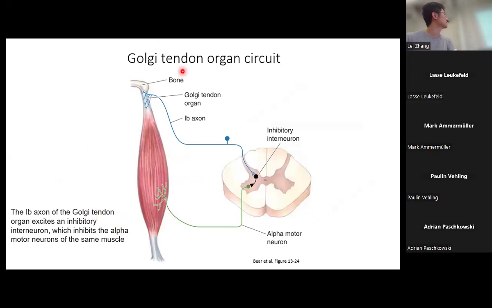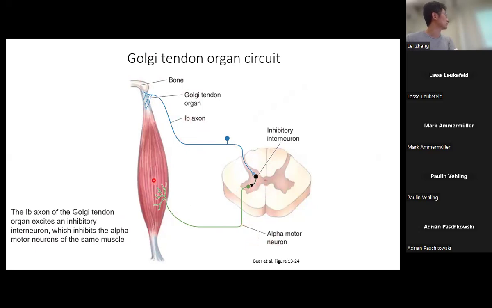Here is the Golgi tendon organ reflex. The Golgi tendon is the structure between the bone and the muscle. There is also a sensory nerve that transmits tendon organ information back to the spinal cord, and then through an inhibitory interneuron going to the alpha motor neuron. So this is an inhibitory loop.